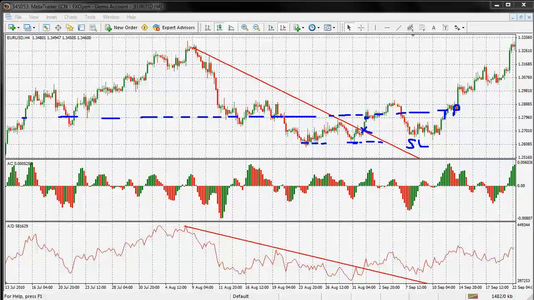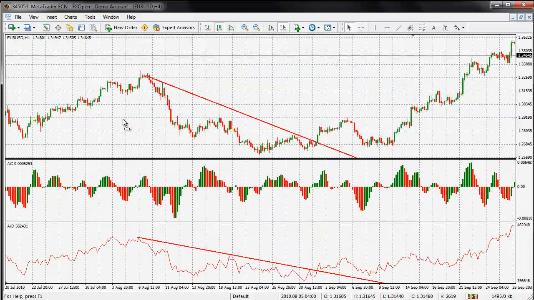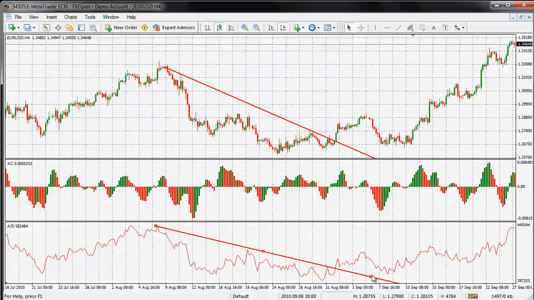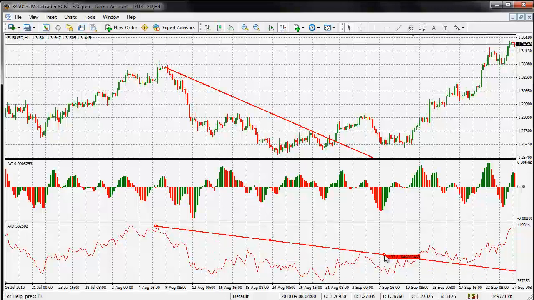Alright, let's see if we can find some more signals. As the market's going along, it's adjusting itself, so what you can do is go ahead and readjust this line.